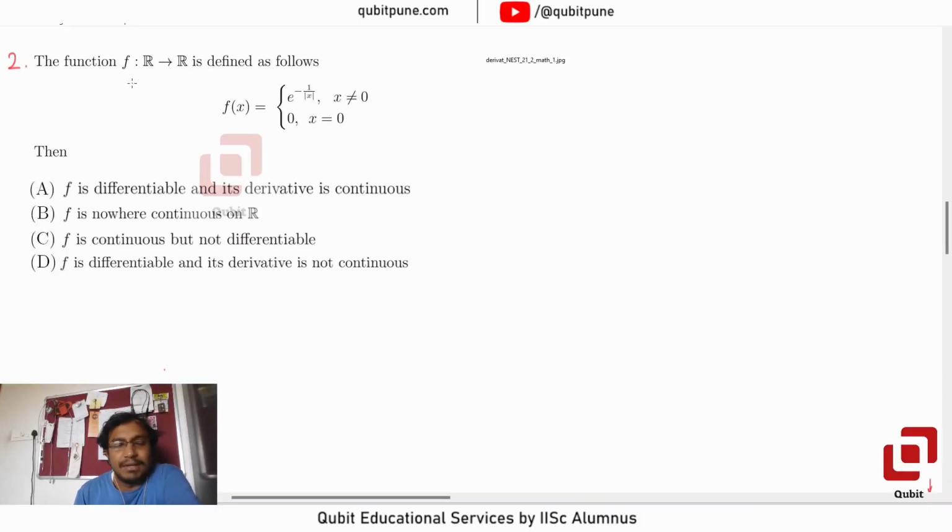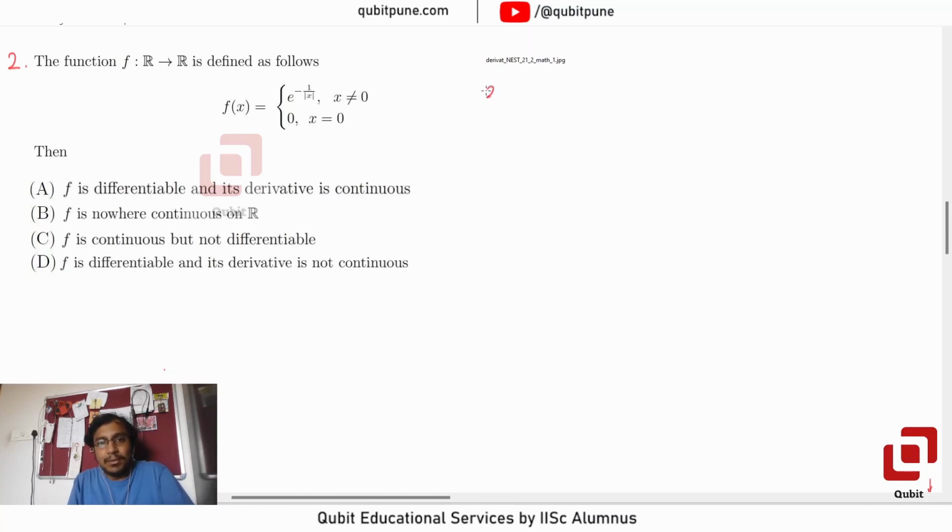The function f from R to R is defined as follows. f of x is equal to e to the power negative 1 upon mod x for x not equal to 0, and is equal to 0 when x is equal to 0. Then, f is differentiable and its derivative is continuous. f is nowhere continuous on R. f is continuous but not differentiable. f is differentiable and its derivative is not continuous.